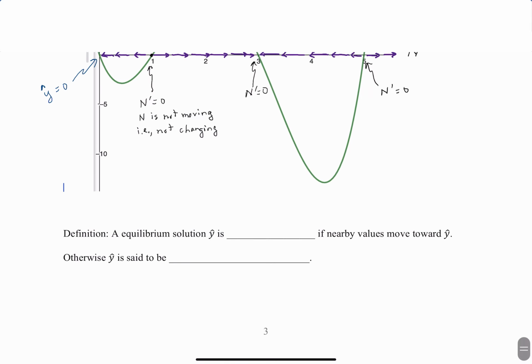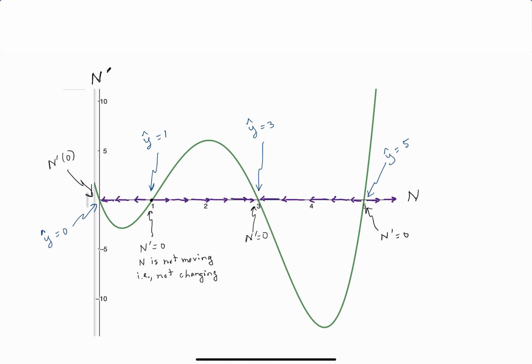One more definition. An equilibrium solution y hat is stable if nearby values move toward y hat. Otherwise, y hat is said to be unstable. So what's that saying? Well, let's look at this equilibrium point at 3. Suppose my population was just a little bit bigger than 3. Notice it's going to move towards the 3.